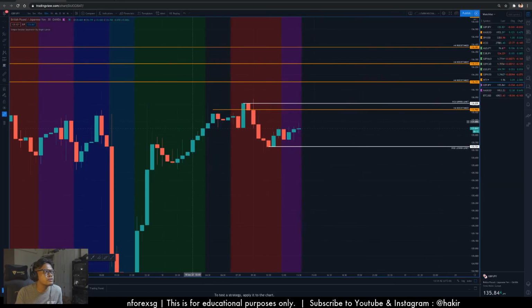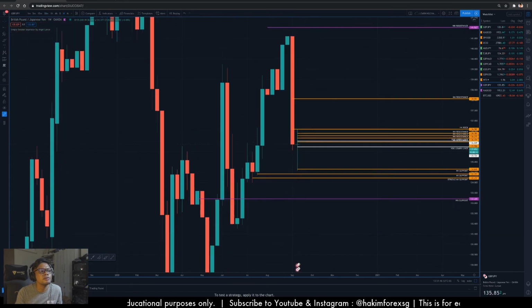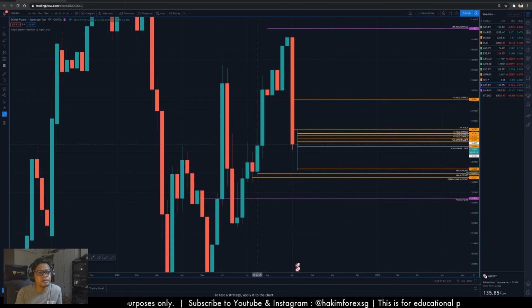Going on into next week, maybe it can be a continuation bearish to respect 134.450, or even the base support of 131.993, so 133.200. That's my outlook for GBPJPY.